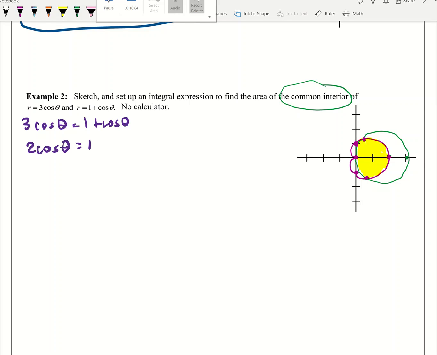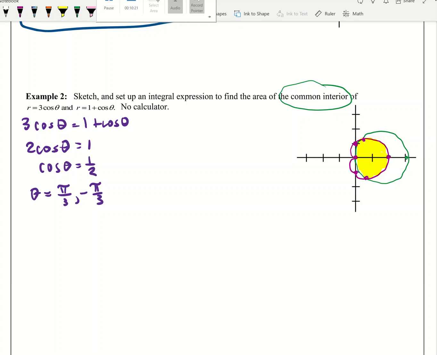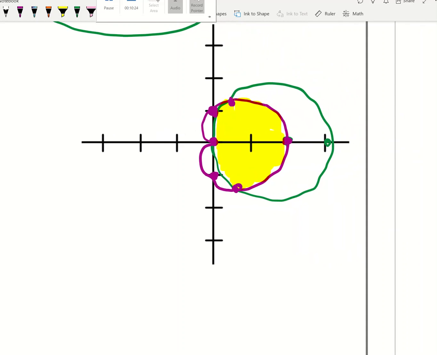I get that 2 times the cosine of theta is equal to 1, so cosine theta is equal to 1/2. And so theta would be equal to pi over 3 and negative pi over 3, because we're looking at the first and the fourth quadrant where x is positive. And I am going to draw in those lines at those points of intersection.